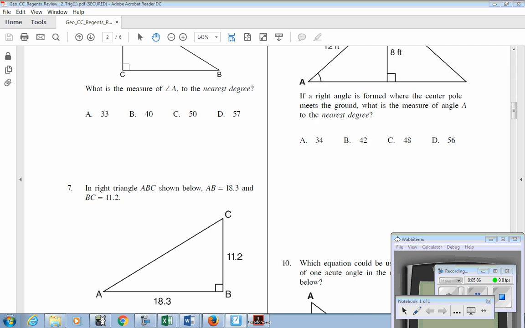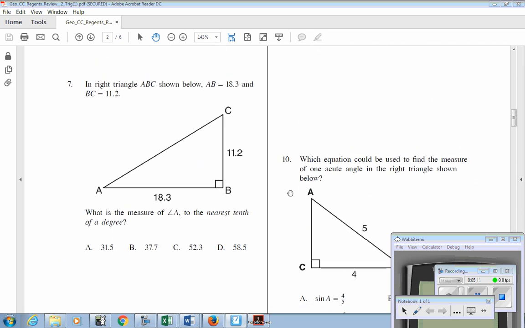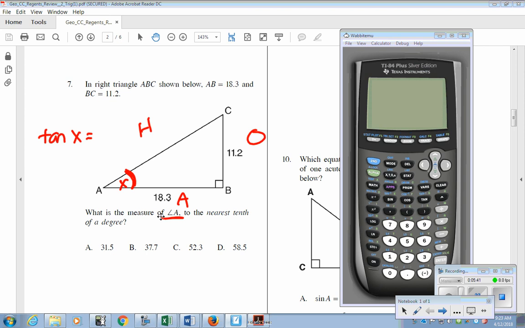And we're going to look at one other question, which is number 7. Again, this one they're asking us to find a degree. What is the measure of angle A to the nearest tenth? Angle A is going to be our reference angle, so I'll just call that X. I'm going to label this triangle hypotenuse, opposite, adjacent. So now I've got opposite over adjacent, so I'm going to want to use tangent. And we don't know the angle in this case.